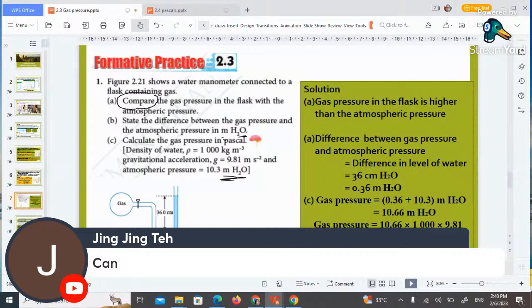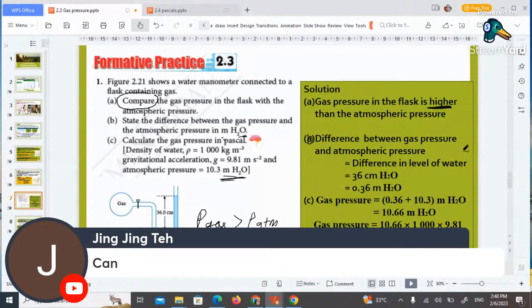Okay, so the solution. If this level is lower, it means the gas is the winner. Meaning the gas pressure is higher. It is able to push this level down lower. So the pressure of the gas is greater than atmospheric pressure. Write in the form of a compare word: gas pressure is higher than atmospheric pressure. Okay, B.